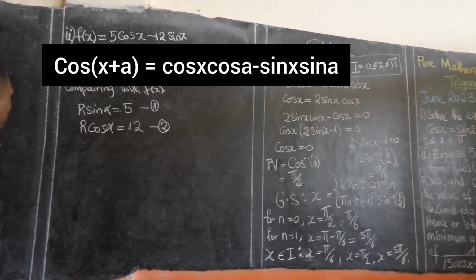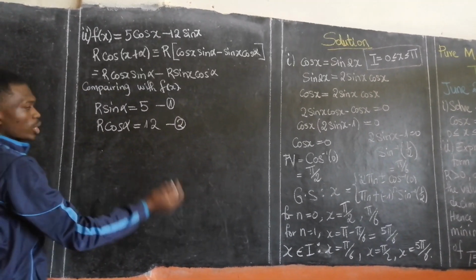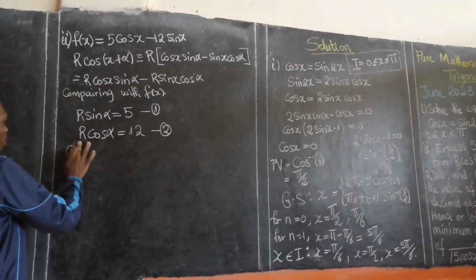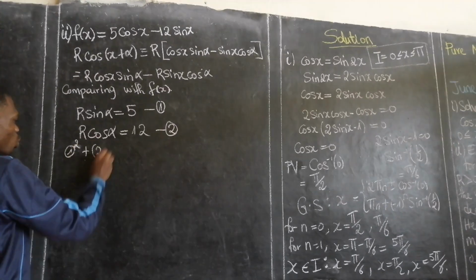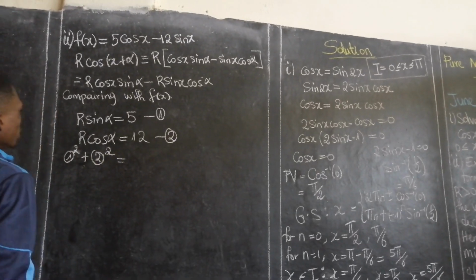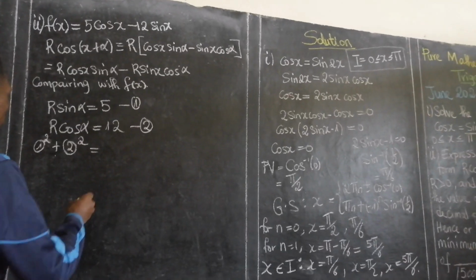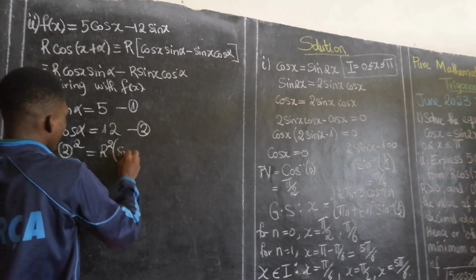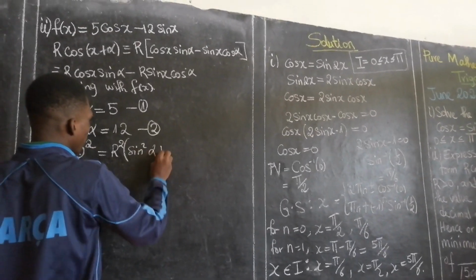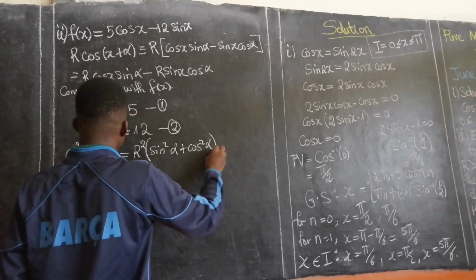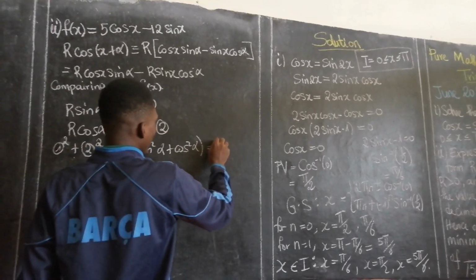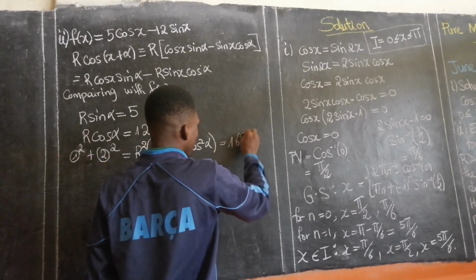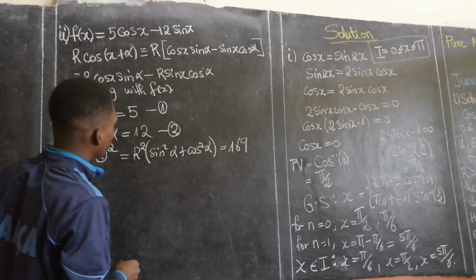Now, first and foremost thing, we can square equation 1 and equation 2. So let's have equation 1 squared plus equation 2 squared. Yes, so we have r squared sine squared alpha plus cos squared alpha is equal to 5 squared plus 12 squared. That will just give us 169.